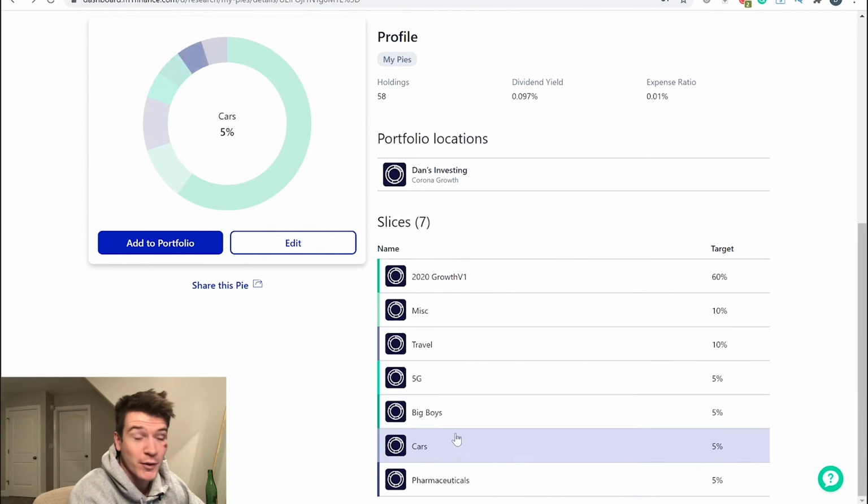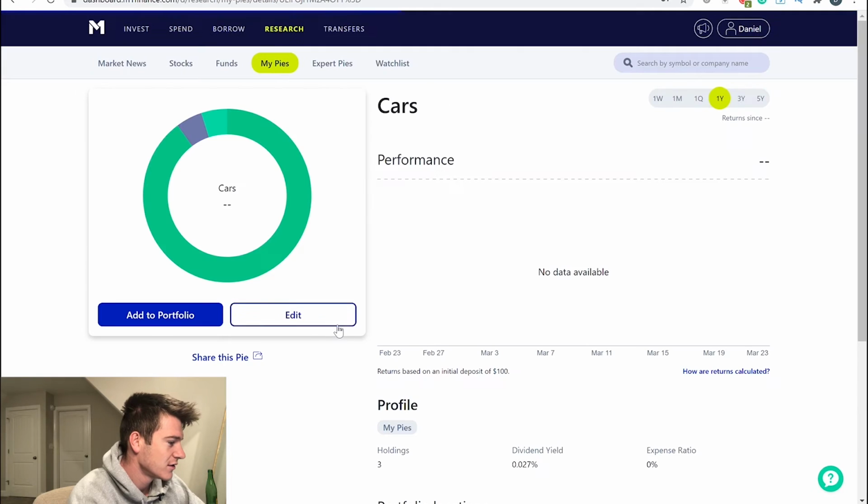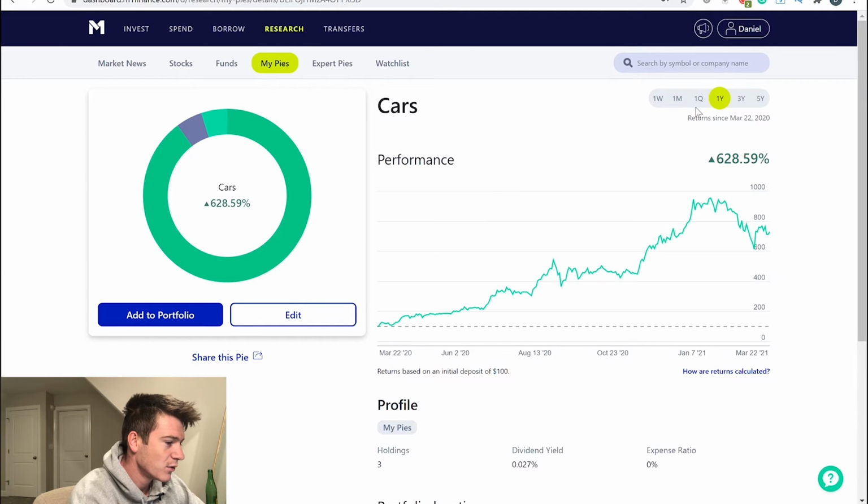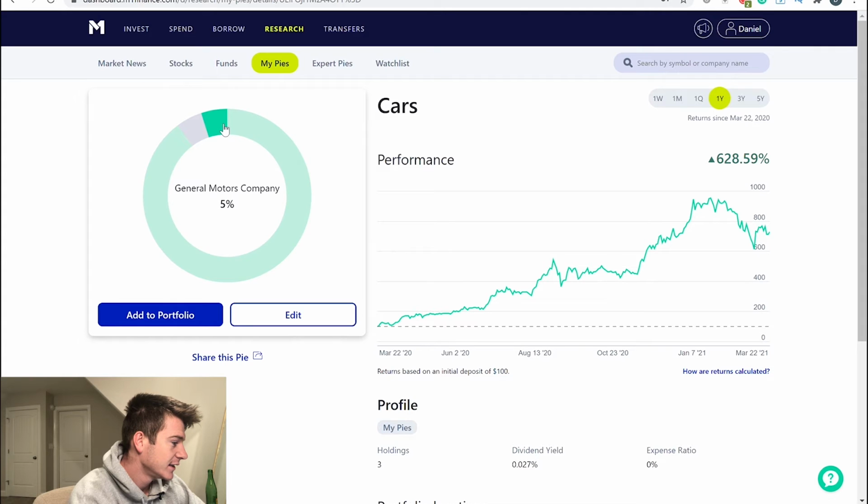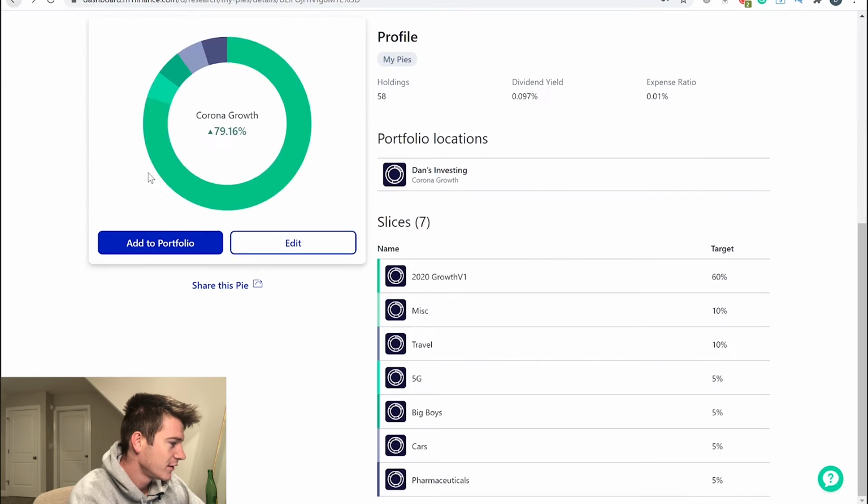Now, for example, one of the best ones, cars. The major holding in this, 90% of this holding was Tesla. If we look at the 1-year return, it was 628% average. If we look at, I had General Motors in there, and I had Ferrari. Who doesn't love Ferrari, you know?